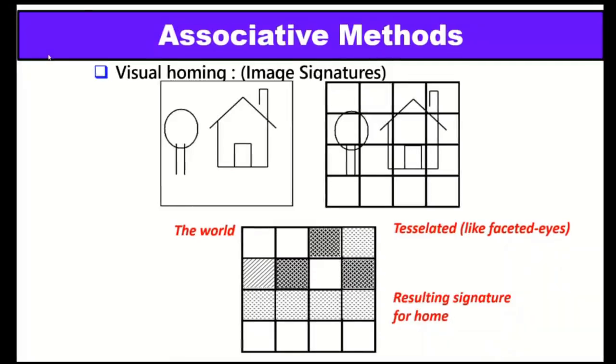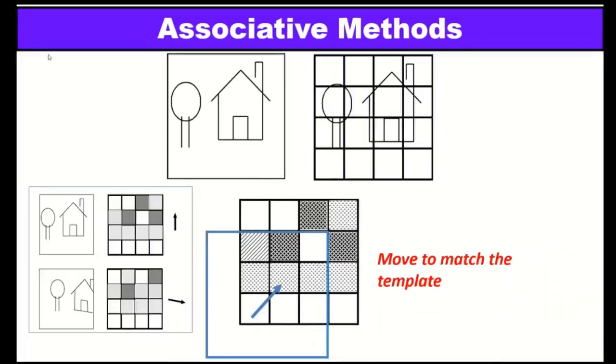We take the signature and try to match that particular object, so that we can compute distance also, how far or how near the object or particular node is. These types of calculations we can do in associative methods. Why associative? Because the robot is associated with this particular node. And again, in visual homing we use a camera, and we go for image signatures for the same.